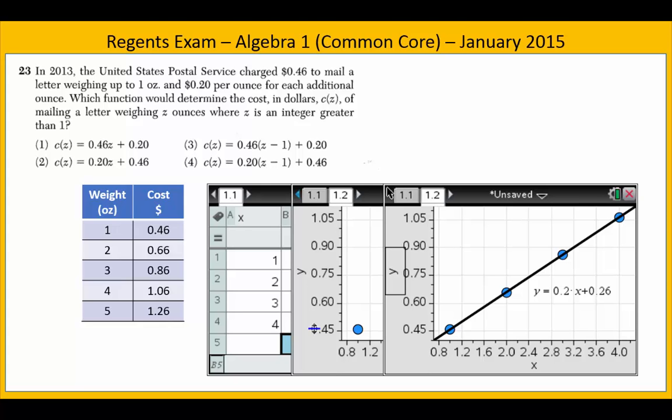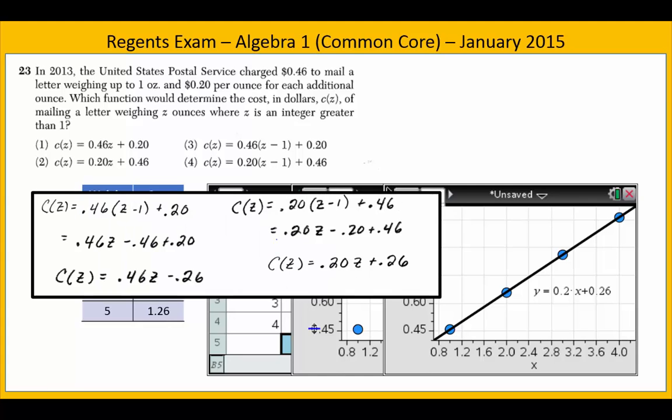Choice 1 and 2 are already in slope-intercept form. They clearly don't match. How about choices 3 and 4? If we take choice 3 and distribute the 0.46 and then combine like terms, we have c of z equals 0.46z minus 0.26. That doesn't match. If we take choice 4 and distribute the 0.20 into the z minus 1, we end up with c of z equals 0.20z plus 0.26. That one matches our equation. Choice 4 must be the answer.